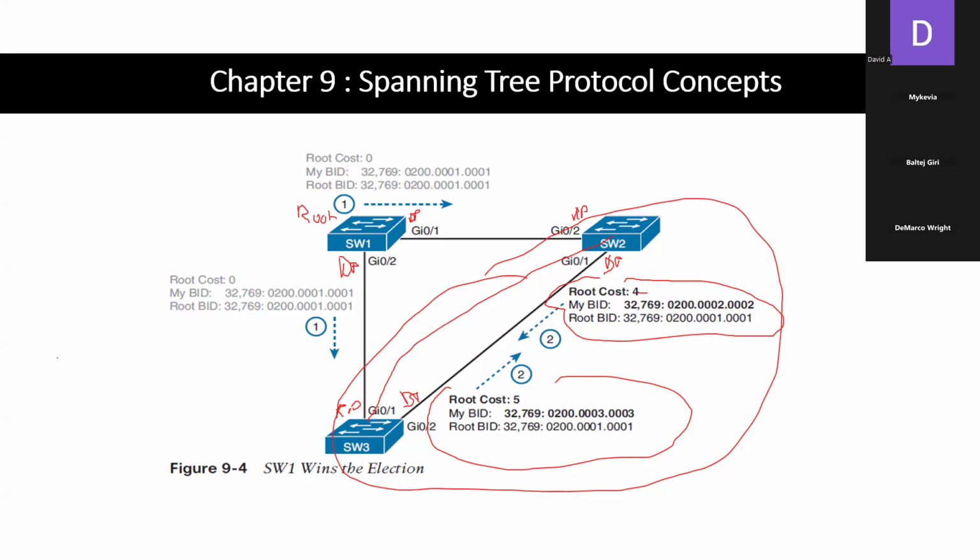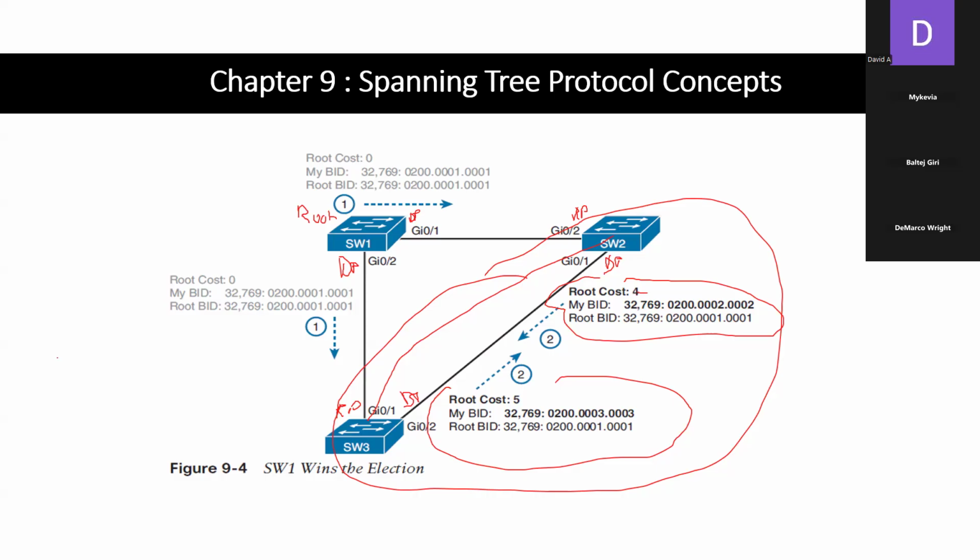If for some reason switches on the non-root segment are sending those hello BPDUs, and guess what? We have a tie. The root cost for switch 3 is a 4 and switch 2 is a 4. The switches break that tie by choosing the switch with the lower bridge ID. And you guys know what's in the bridge ID. It is the priority number and the MAC address. So first, it's going to look at the priority. If priority is the same, it's going to choose the switch with the lowest MAC address.